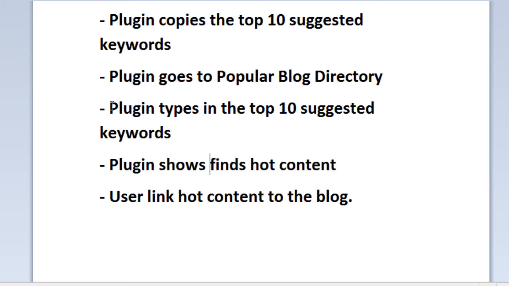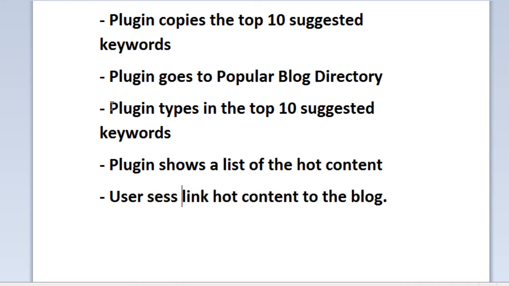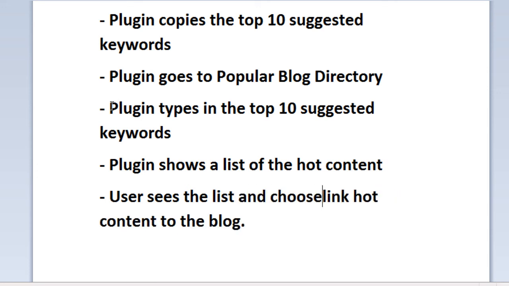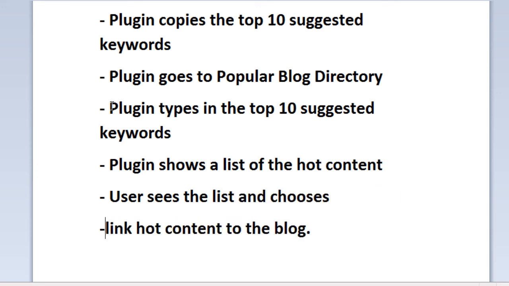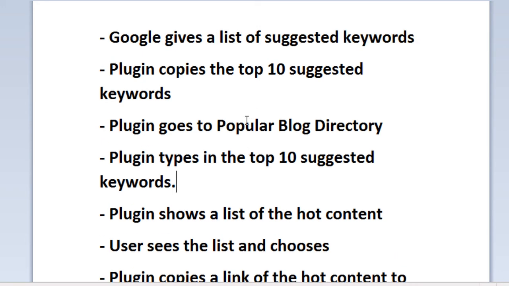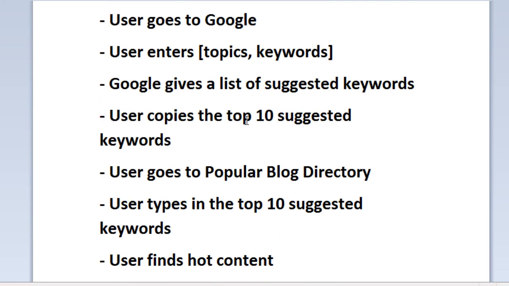The plugin shows a list of the hot content. The user sees the list and chooses. Then the plugin copies a link of the hot content to the WordPress blog. So this takes somewhat of a practice, but that's why I'm showing you the step-by-step process.